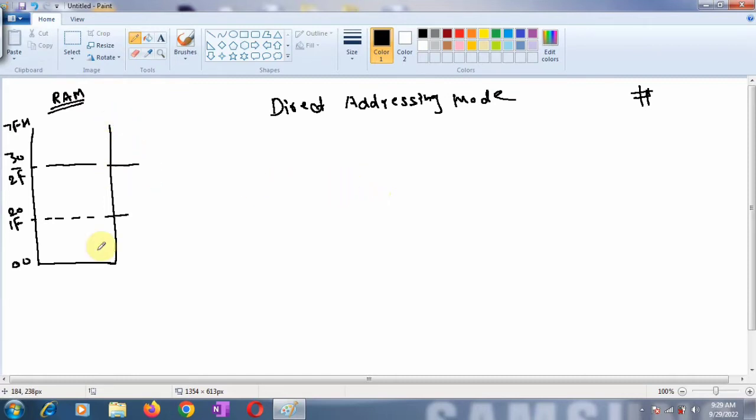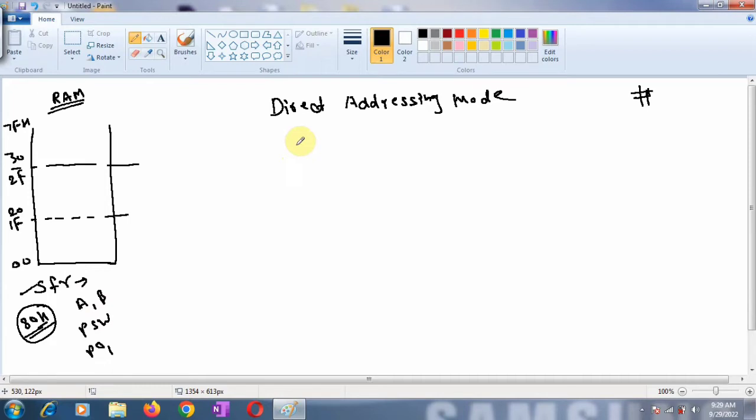Now apart from this RAM, you can also access the SFRs, which are called special function registers, using direct addressing mode. The address of SFRs starts from 80H. That means your accumulator, register B, PSW, and all your ports come under the category of special function registers. You can access all these using the direct addressing mode.